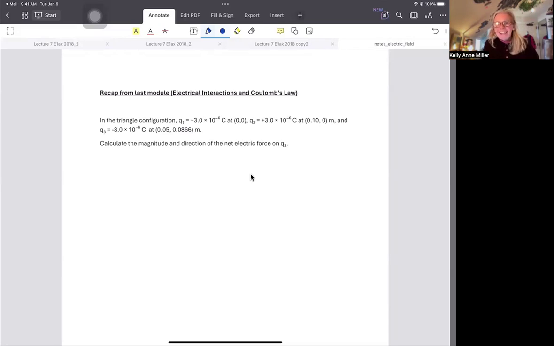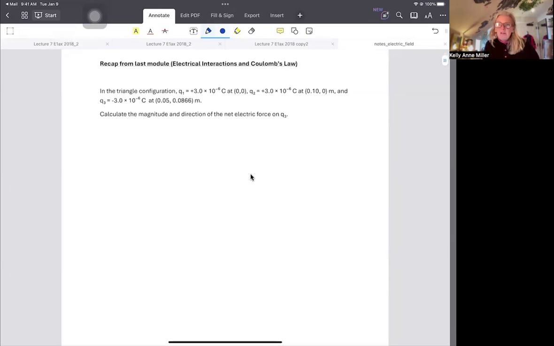But before I get into this week's content, let me just give a brief recap from last module on electrical interactions and Coulomb's law. So this was a problem that some of you asked me about. It was actually one of the exercises in Collage, and some of you mentioned that you've seen it on the MCAT practice exam. So I thought I would do it here for you, just so I think it gives a good overview of the last chapter.